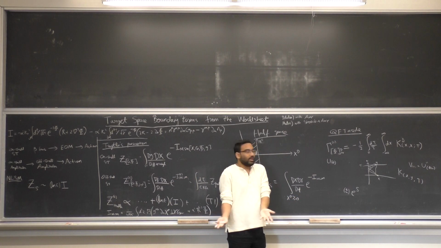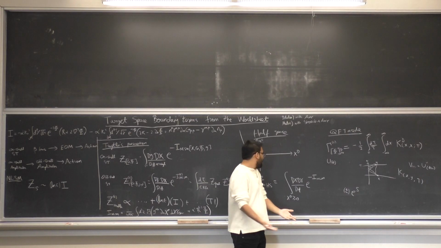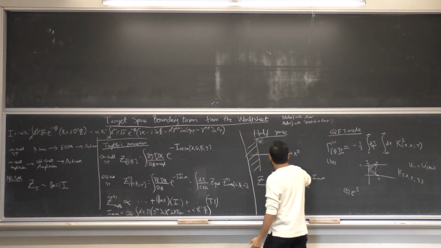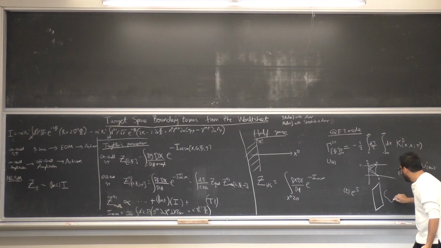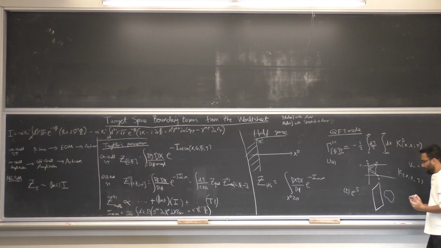you can consider contributions where there's a worldsheet like this. So let's say this is the wall. So the worldsheet could be sitting over here. This is a contribution to the path integral. Alternatively, another contribution to the path integral would be this.